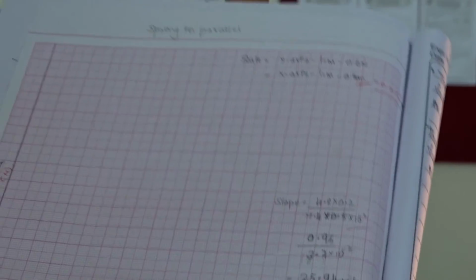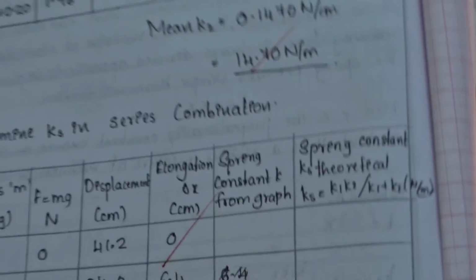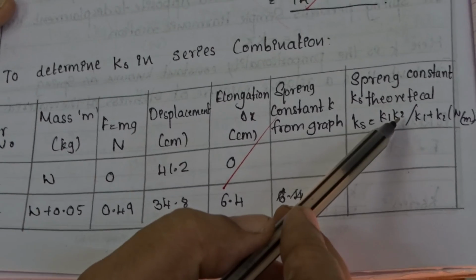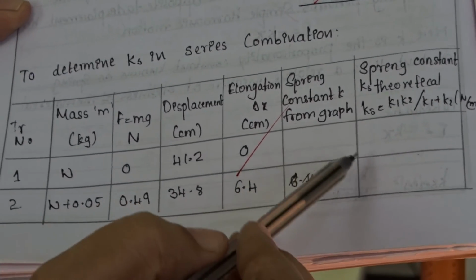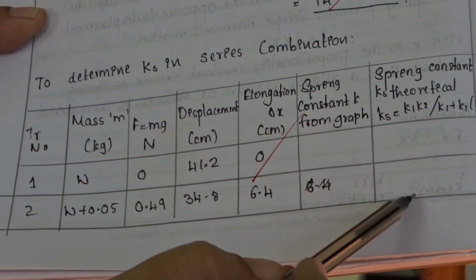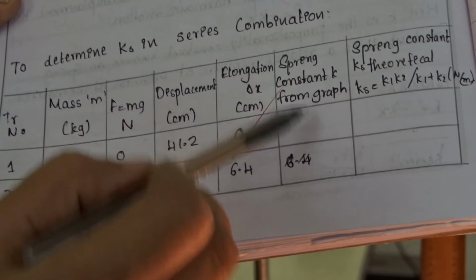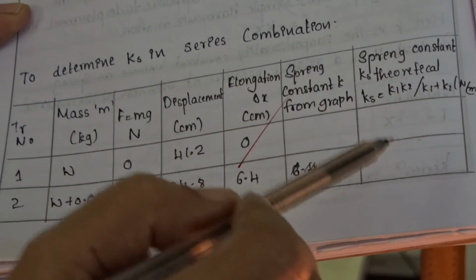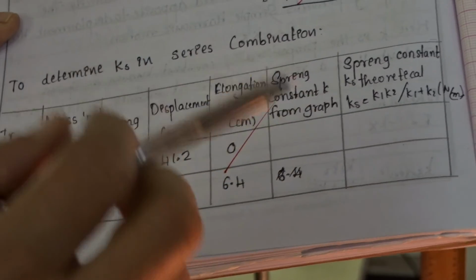Similarly, for series combination, the formula used is Ks is equal to K1 K2 divided by K1 plus K2. Substitute the values of K1 and K2 and you get the value for Ks, that is a theoretical value. Similarly, the graphical value you have to write here. What I have shown in one graph here, in the same way you have to plot the graph for series combination.